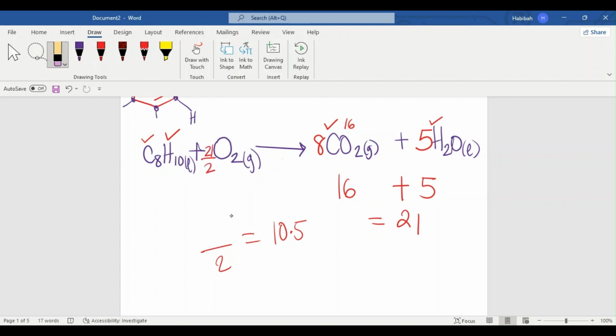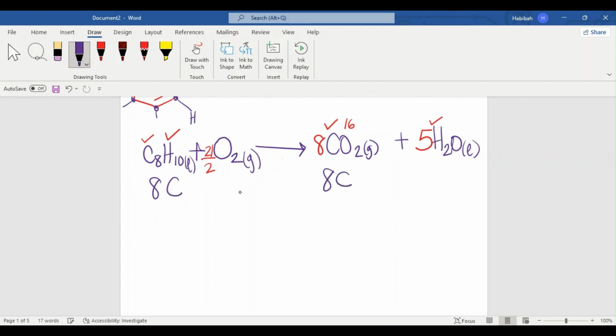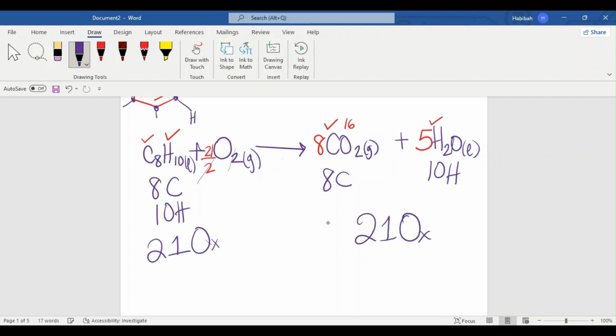So when you look at all of this information, you would see that everything is balanced, right? We have a total of 8 carbons on both sides, a total of 10 hydrogens on both sides, and a total of 21 oxygens on both sides. So 21 divided by 2, this 2 you can think about it like you're canceling out, or you can just say 10.5 times 2, which is 21. So that will be 21 oxygens on both sides, right? And then on this side, you have 16 plus 5. So that's a total of 21 oxygens on both sides, right?